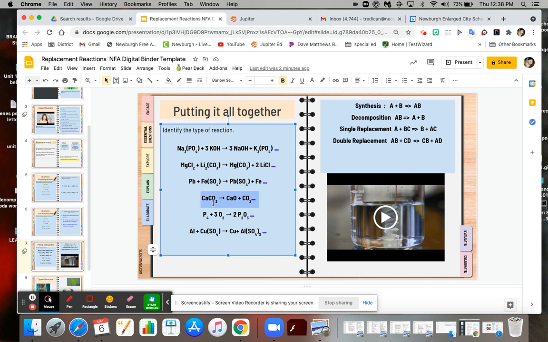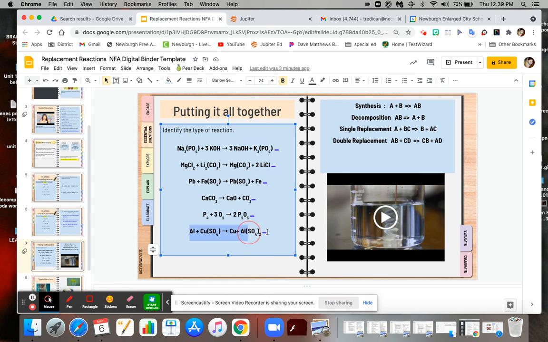Okay, we have calcium carbonate becoming calcium oxide and carbon dioxide. Notice we have one reactant breaking down. We should be thinking decomposition. Next, we have two reactants, tetraphosphorus and oxygen. Notice they're separate here, and they're coming together to make diphosphorus trioxide. So two things coming together to make one is synthesis.